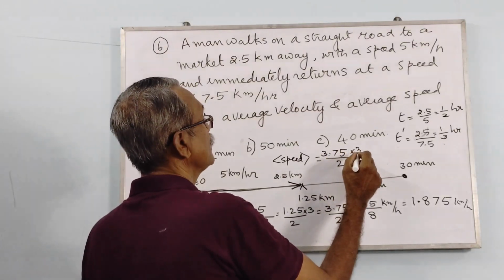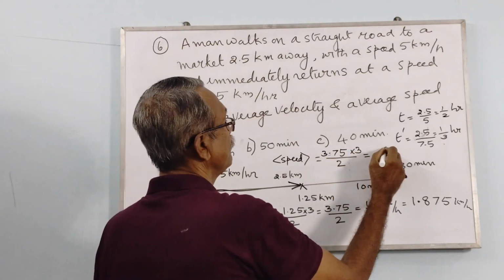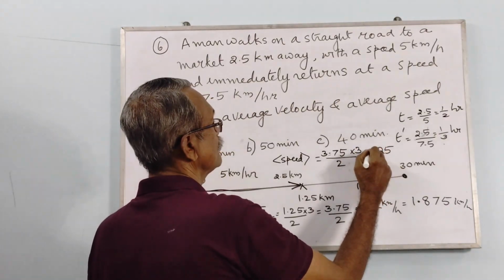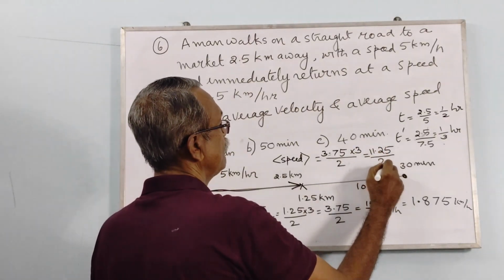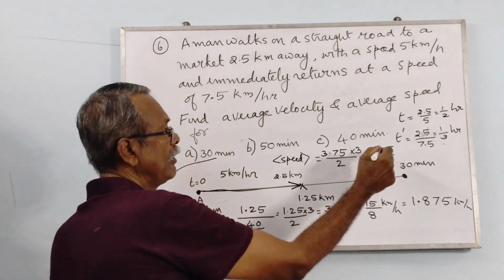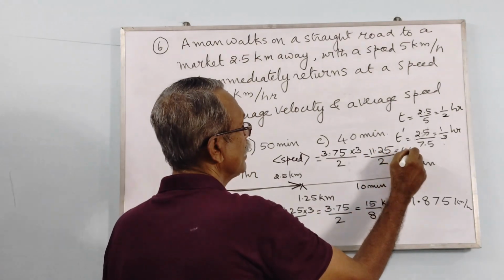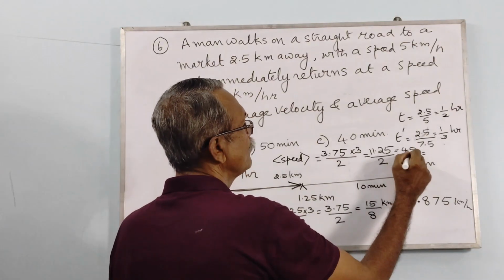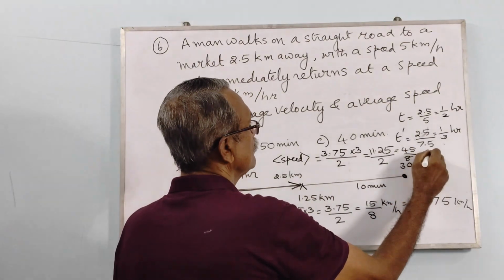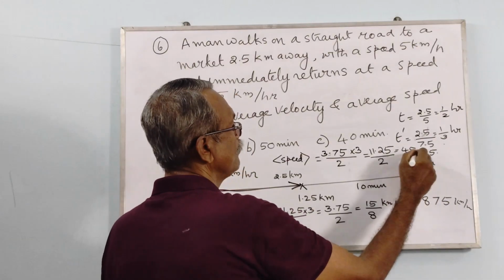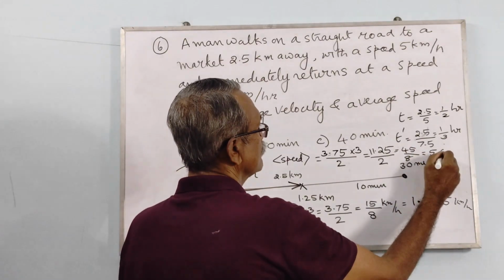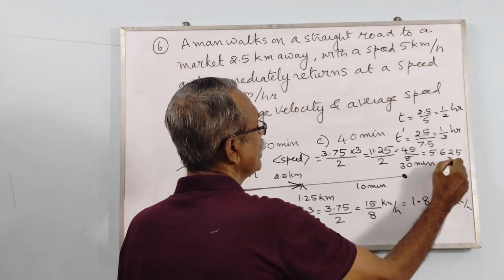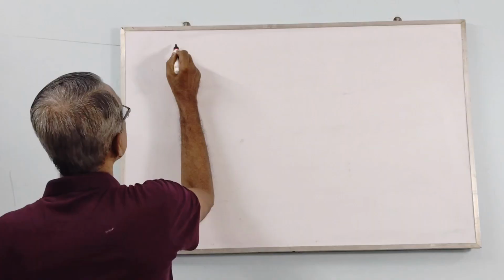This will be 3.75, 11.25 divided by 2. This multiplied by 4 will give you 45. Therefore, NCERT textbook writes the answer as 45 divided by 8. You can work out that it is 5.25 kilometer per hour. This is question number 7.